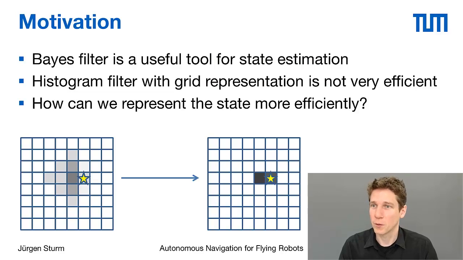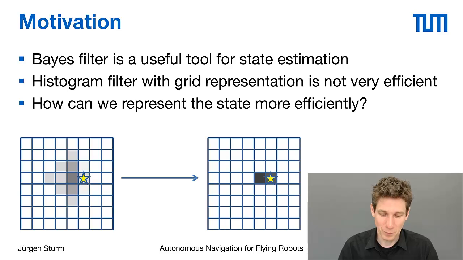So as you remember from the previous video, we introduced there the histogram filter to estimate the position of a robot in 2D. And the histogram filter did that by representing the state space using a grid. And every cell in this grid then stores the probability that the robot is located in this particular cell. Although this is very easy to understand and very easy to implement, it has several disadvantages.